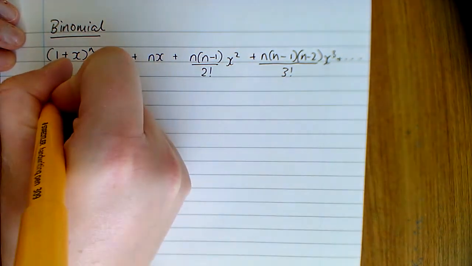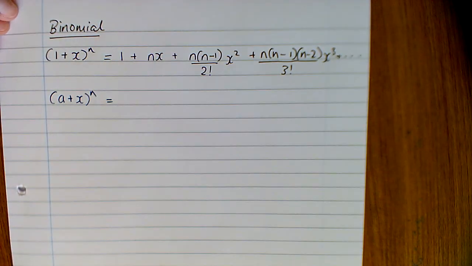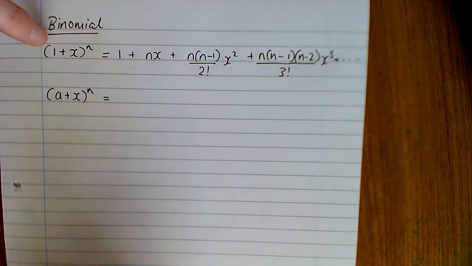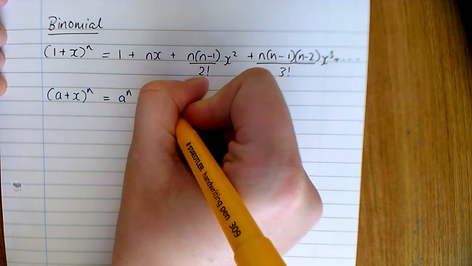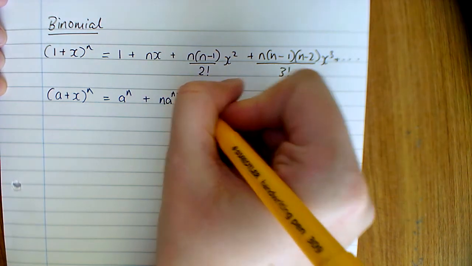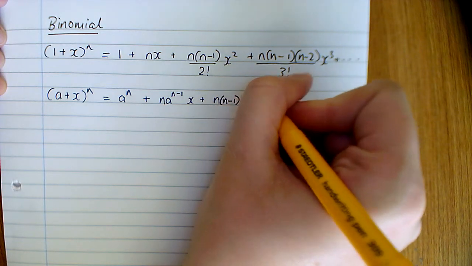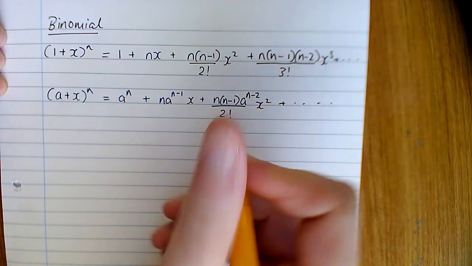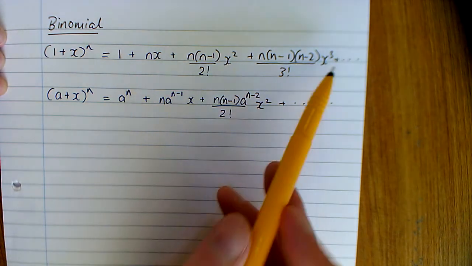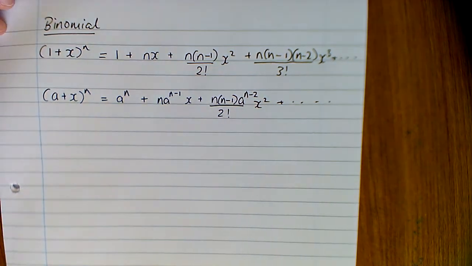The other format of it, (a + x)^n. Now, if you don't ever want to use it, it's fine. You can always make your bracket look like the first one. But if you use this one, it's a^n + n a^(n−1) x + n(n − 1) a^(n−2)/2! x², etc. So you can see the addition to the first one is a^n, a^(n−1), a^(n−2), and so on.